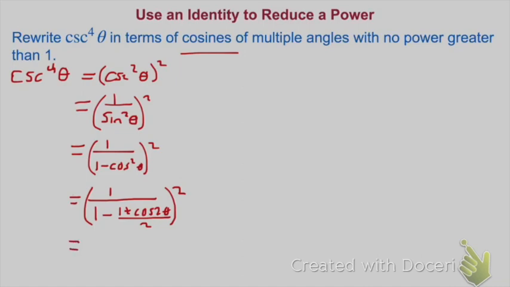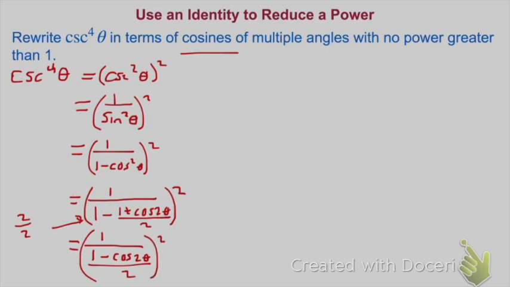We want to get a common denominator on the bottom. So what I'm going to do is, to get 1 to have the same denominator, you're going to have 2 over 2, which is the same as 1. So that 1 becomes 2 over 2. Then we have a common denominator we can combine. We have 2 minus 1, which is 1, so we have 1 in the top. Then we have 1 minus cosine 2 theta over 2, all squared.